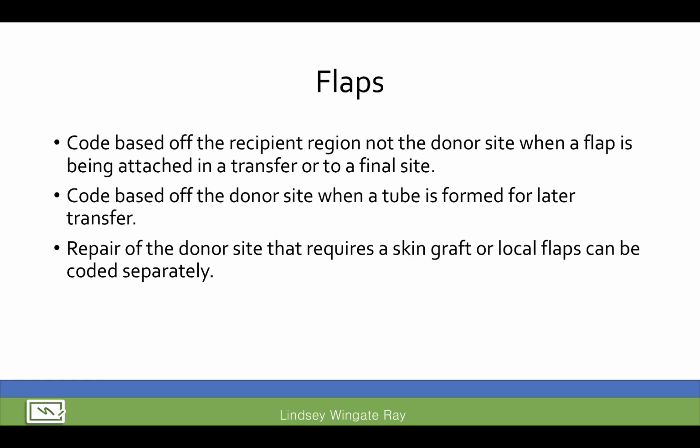Now let's look at the flap section. Flaps are coded based off of the recipient region, not the donor site, when a flap is being attached in a transfer or to a final site. Code based off of the donor site when a tube is formed for later transfer. Repair of the donor site that requires a skin graft or local flaps can be coded separately. You should make a note on the flaps page that repairs can be coded separately.